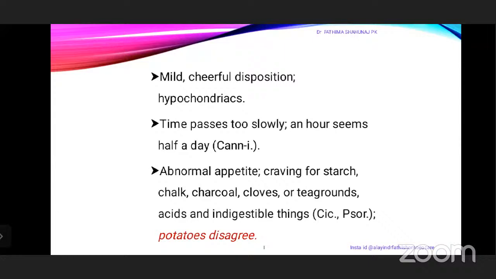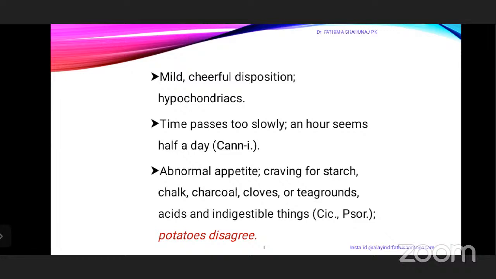So here the patient or person will think that the time is too long, okay? Even a few seconds seem an age, and the distance seems immense, a few rods seem miles. Even a short distance is seen as miles. So these are the things.